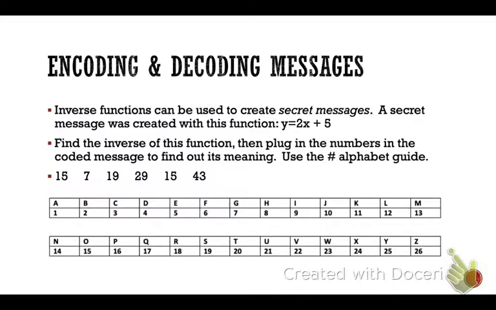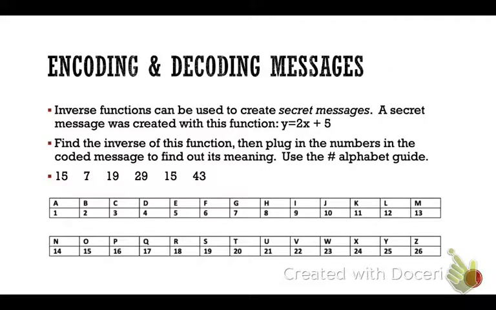Now, for you to decode my message, first of all, you need to find the inverse of that function, y equals 2x plus 5. Then you're going to plug in the numbers of my message below, 15, 7, 19, 29, 15, 43, into that inverse equation one at a time, and then look at the chart to see what letter in the alphabet the number corresponds to. So first, on your notes page, let's find the inverse.